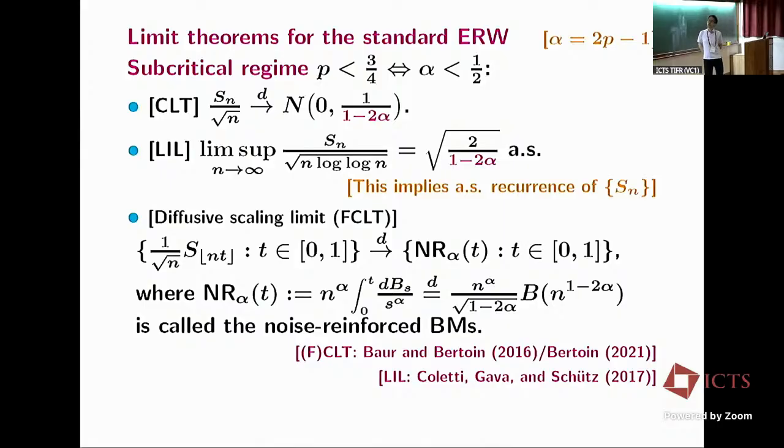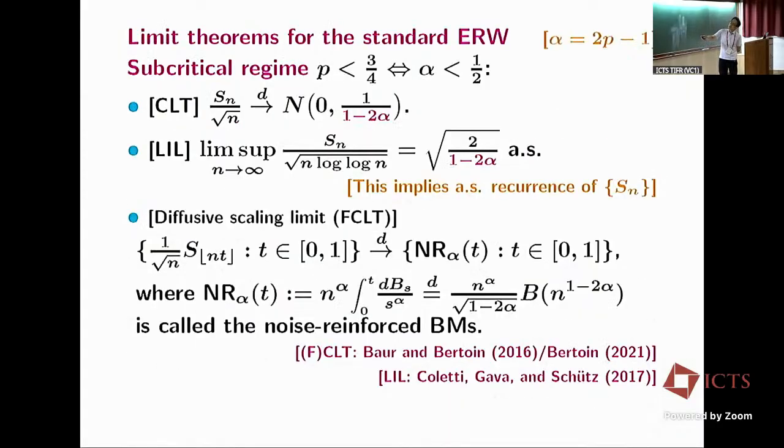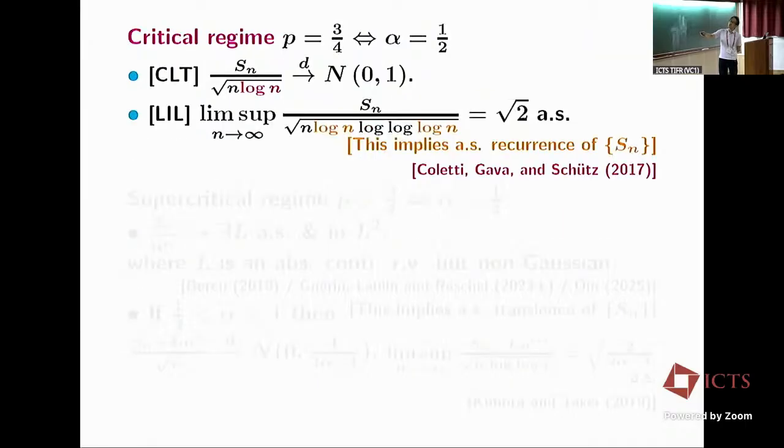The next slide is about the critical and supercritical regimes. In the critical regime, this variance diverges. So if we put log n here, then we can recover the standard normal distribution. And if we put log n here and here, then the law of the iterated logarithm will continue to hold. In particular, this implies, again, almost sure recurrence of the elephant.